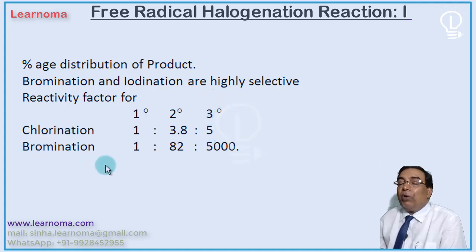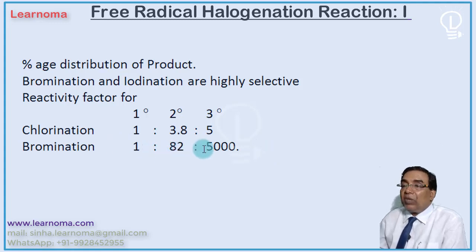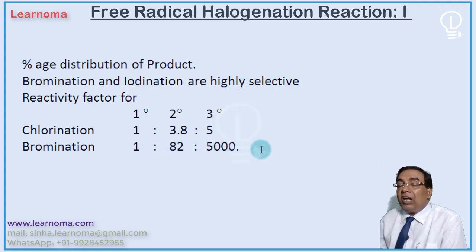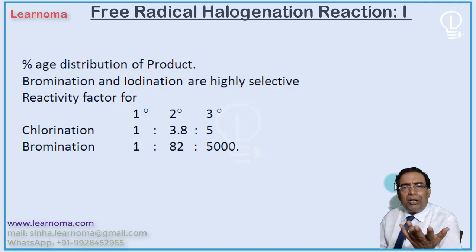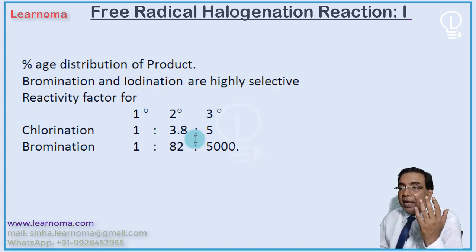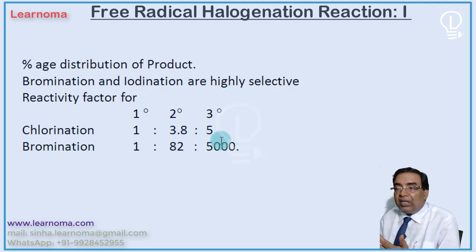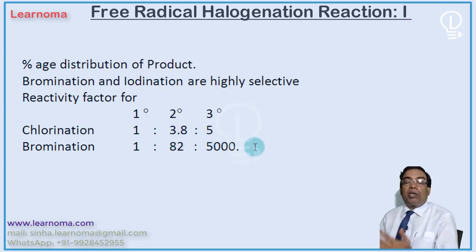Whereas in the case of bromination, the difference is very large: 1 is to 82 is to 5000. What does this mean? This is called selectivity. Bromination is highly selective. Iodination is highly selective. Chlorination is not so selective. Although chlorination also has more reactivity, it is not as much as this.